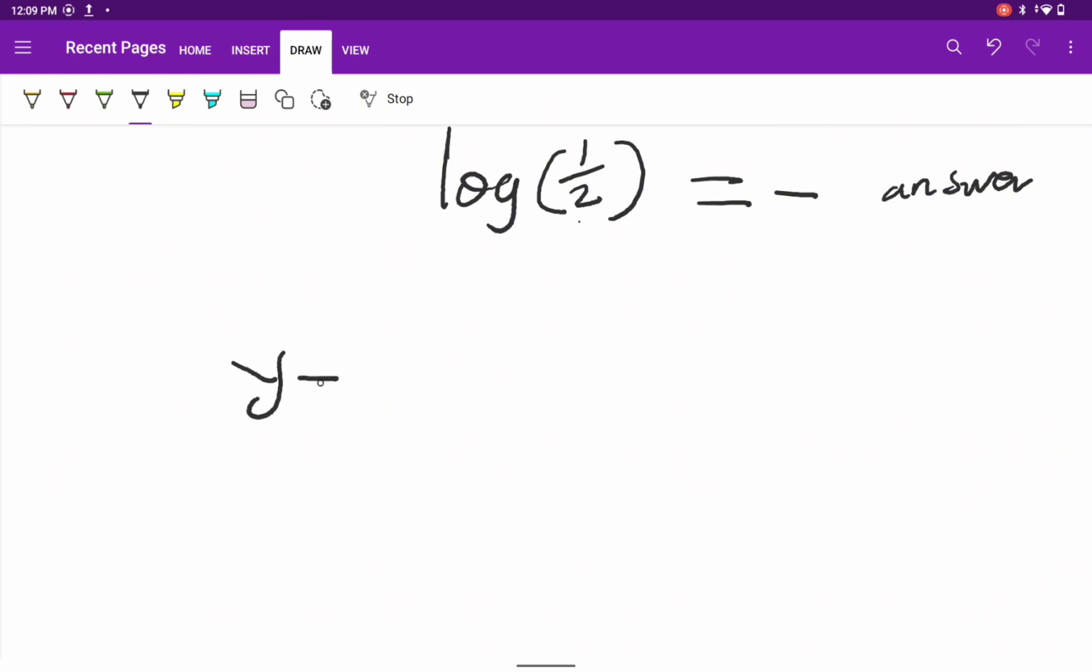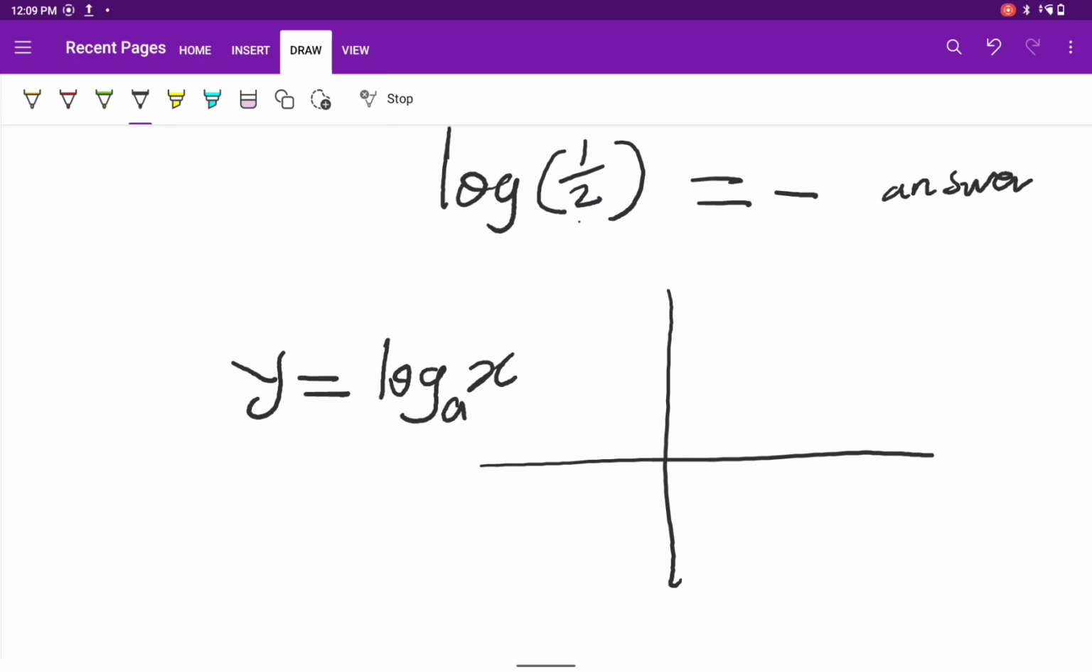So let's go to a log function. It's y equals log x base a. Let's look at this one. We are looking at the shape of this graph, the log function. Remember the y-axis, it's actually the asymptote.